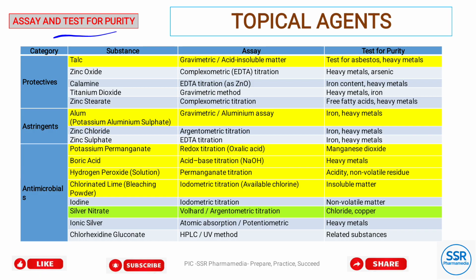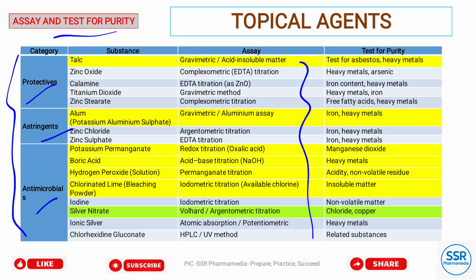In this slide, it is mainly describing the assay and tests for purity of each category of the compounds: protective, astringent, antimicrobial. Just to go through this, it's very important. Tests for purity and assay methods are described, so assay methods for each and every compound. For each and every compound, these are all the tests for purities. You go through it.